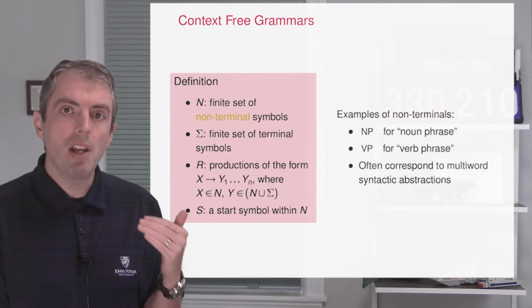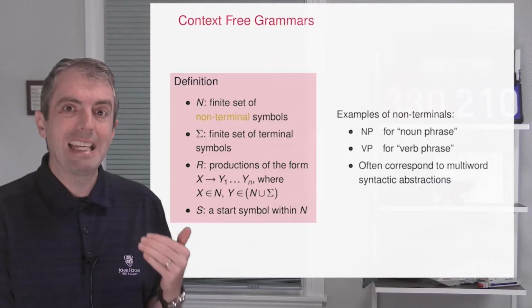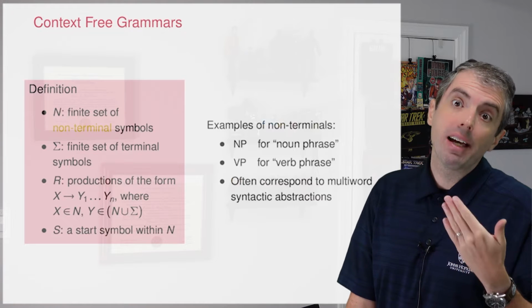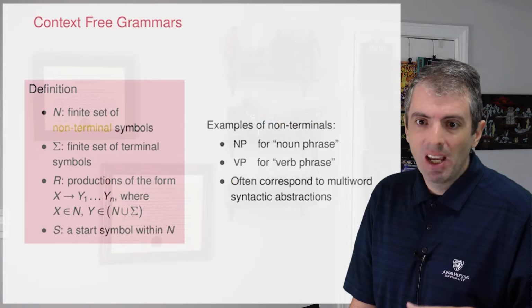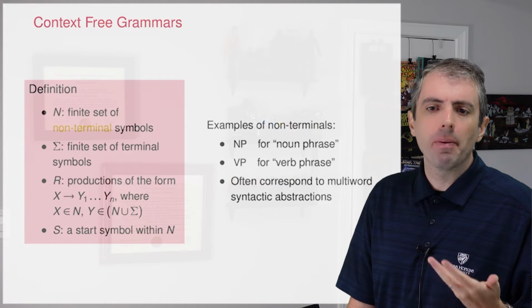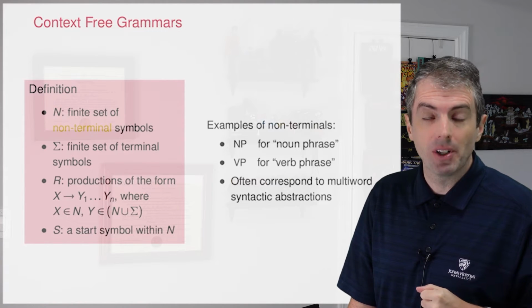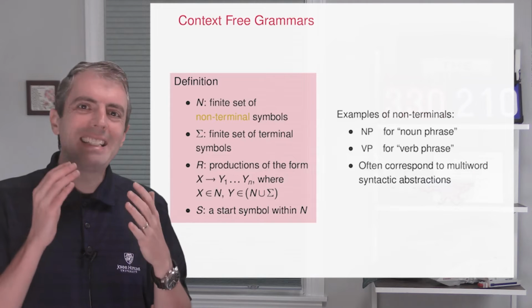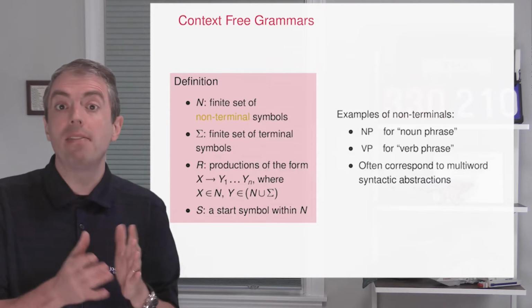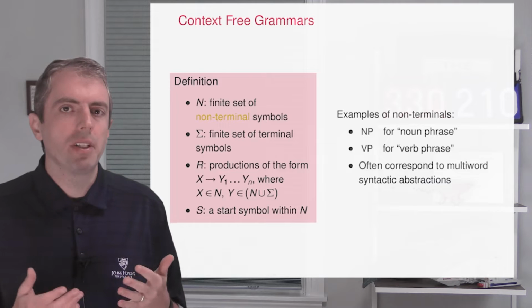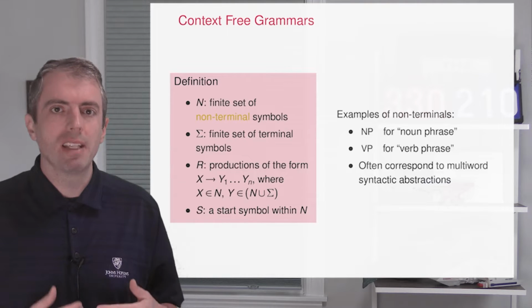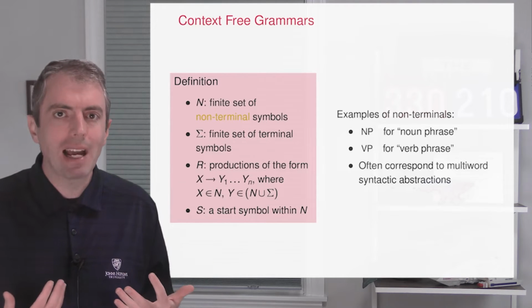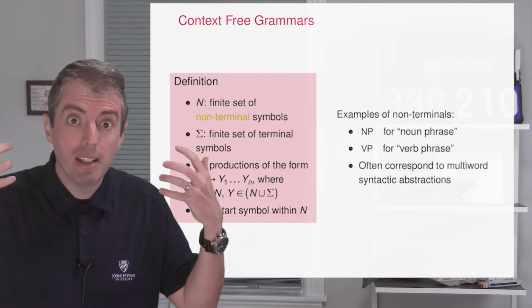First, a set of non-terminal symbols that correspond to latent syntactic structures, such as noun phrases or verb phrases, and they often correspond to multi-word syntactic abstractions. We don't actually see them in a written sentence, but we believe them to be there. These non-terminals are often called multi-words and are tacit abstractions of how the grammar is structured.